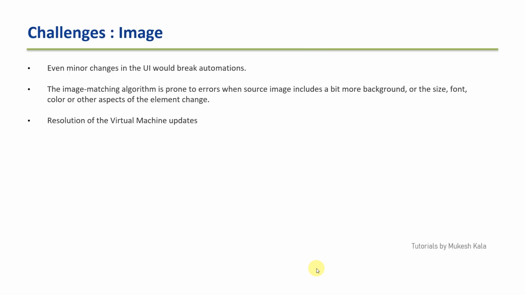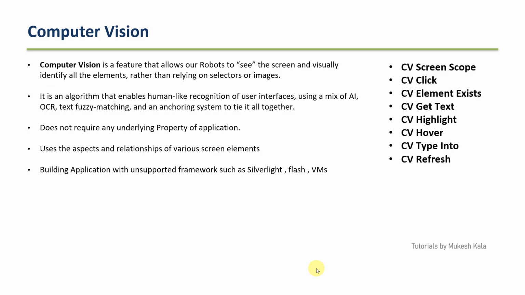Now, what is the solution? The solution is computer vision, right? Computer vision is a feature which allows the robot which is working on my computer to get the selector even from the virtual machine. It is an algorithm that enables human-like recognition of interfaces with the help of AI, OCR, text fuzzy, anchoring system. All of this work together and give you something which is called computer vision.